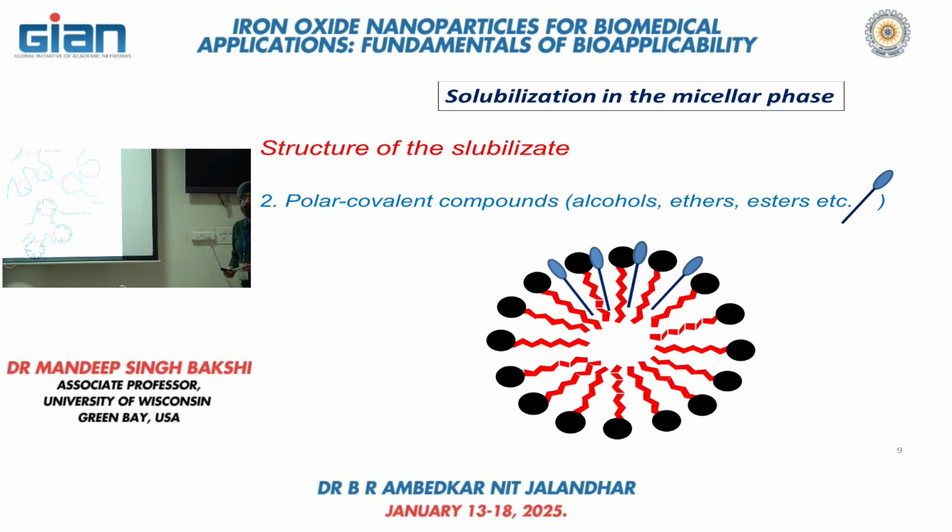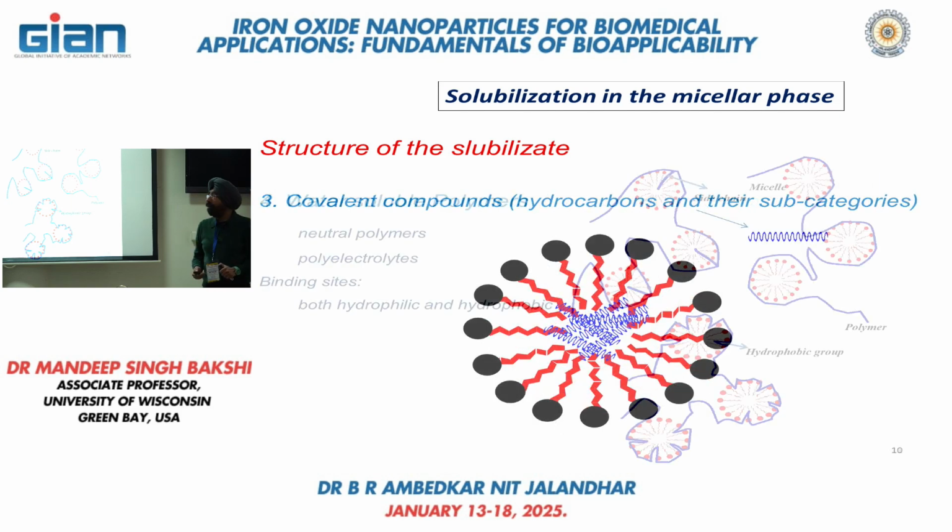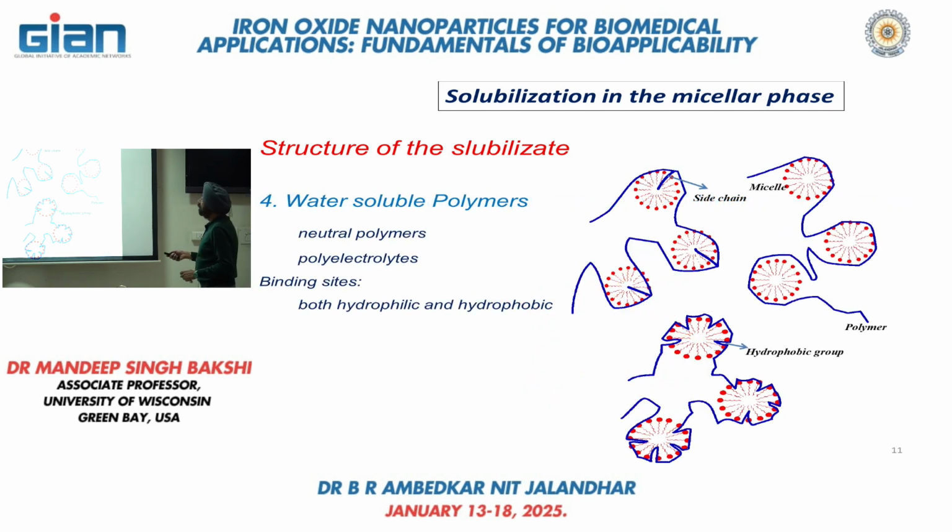What if we are dealing with the solubilization of the polymer? So here we have different kinds of polymer: neutral polymer, polyelectrolytes. Like here you can say that if we have the polymer, right, and in the polymer you have the side chain, then the polymer is going to wrap the micelle. It is going to wrap the micelle like this. The polymer without the side chain is again going to wrap it like this.